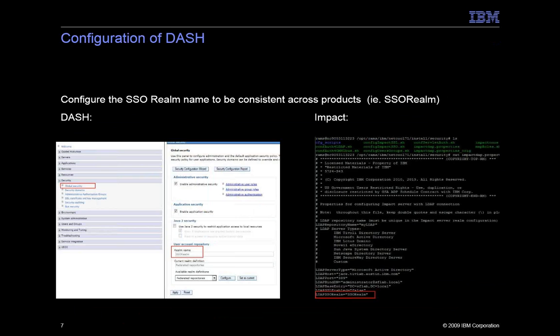Now, let's say you didn't do that. You have two different ones. Can you change them? Yes. The easier way is to do it on the Dash side, because you can go to the UI, and all you do is click on the configure button. So this button right here, let me highlight it. You click on the configure button right here. Once you configure, you can modify the realm name. So you can change this to match the one that you have on your Impact. Okay, so that's requirement number 1.